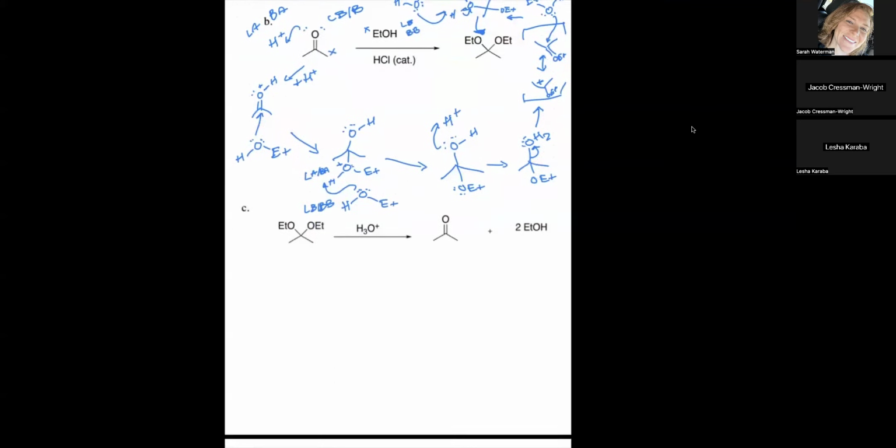And then yeah, so then C is literally just the opposite of this, right? So we have this HCl catalyst here, and here we're just doing literally the direct opposite of this. So what we need to do is break this, and break this, right? So come in with this H3O. And this will protonate here.